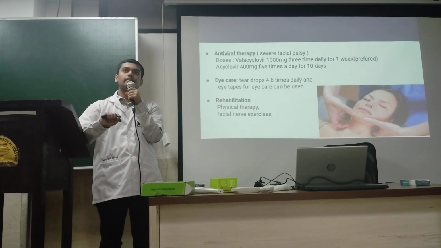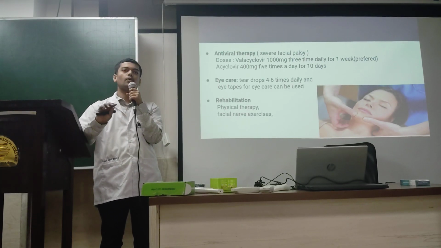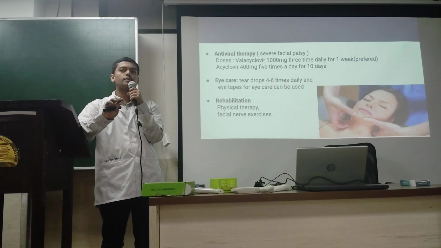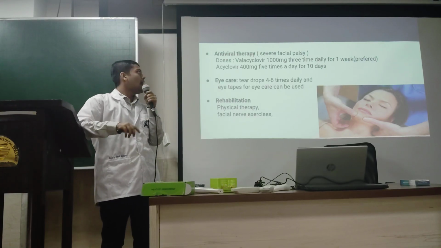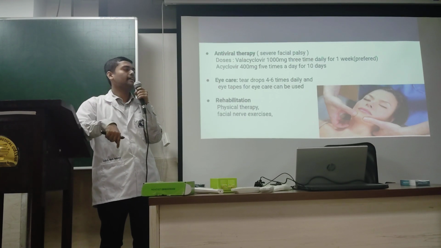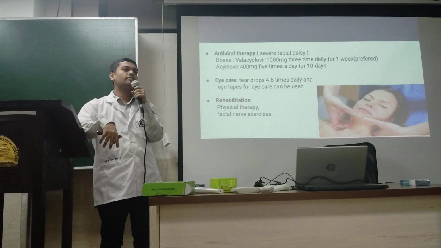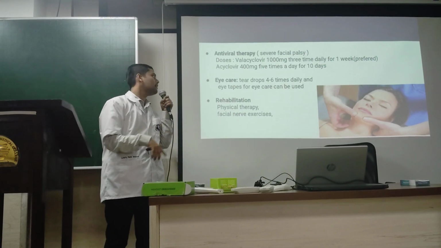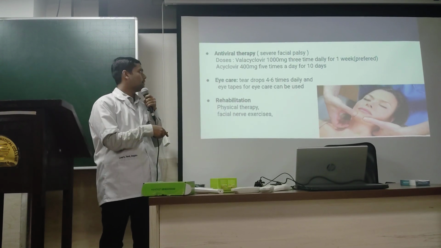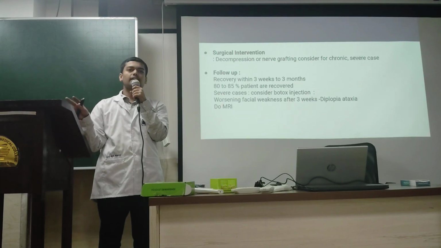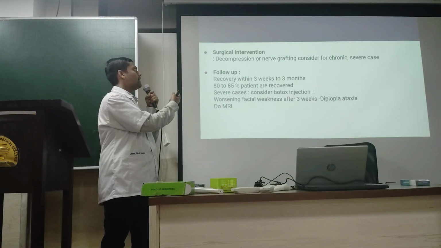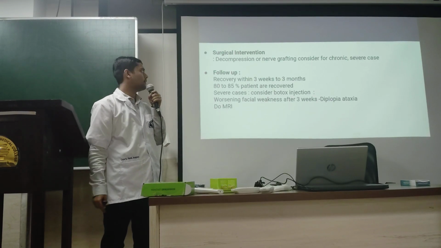In a situation like facial palsy, eye care is very essential because there is inability to blink the eye. So artificial tear drops are used 4 to 6 times daily, and since the eye can't blink, eye tapes can be used to close the eye. Along with this, rehabilitation supports it, like physical therapy and facial nerve exercises. And in a severe case of facial palsy, surgical intervention can also be done, like decompression, and nerve grafting can be considered.